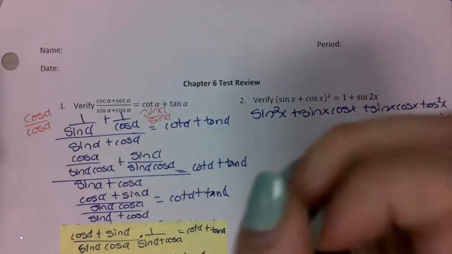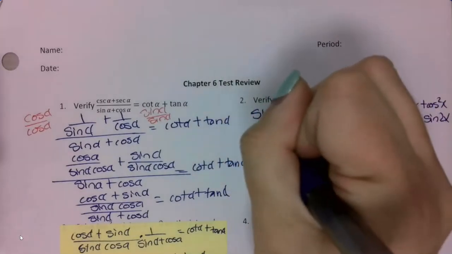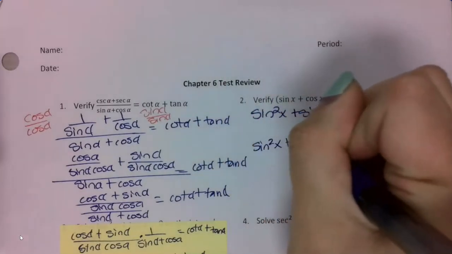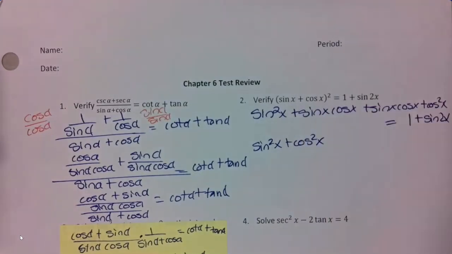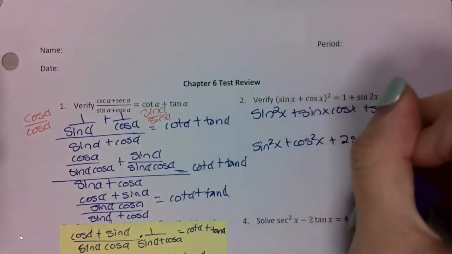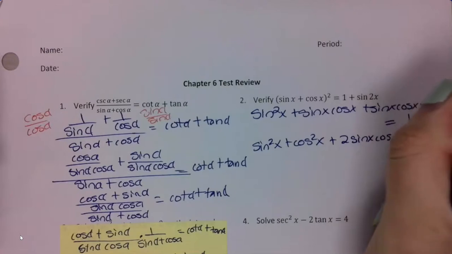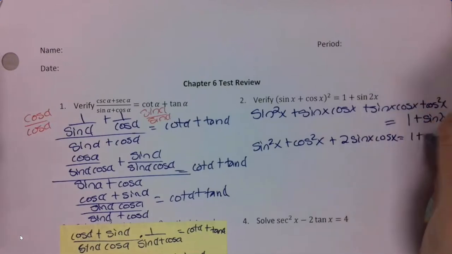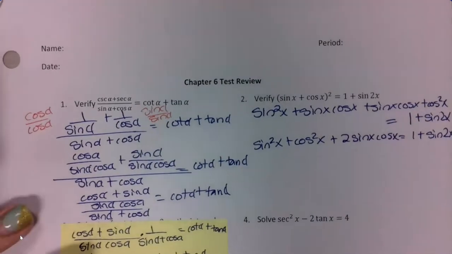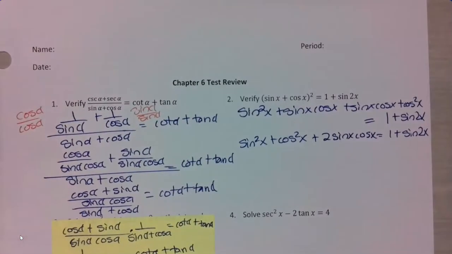Then I want to combine like terms. So I'm going to have sine squared plus cosine squared. I just like writing all my squareds first. And then plus 2 sine x cosine x. And this will equal 1 plus sine of 2x. Also on the test, if you're not writing both sides of the equation for every step, I will take off half a point. And if you skip any steps, I will take off the full point.